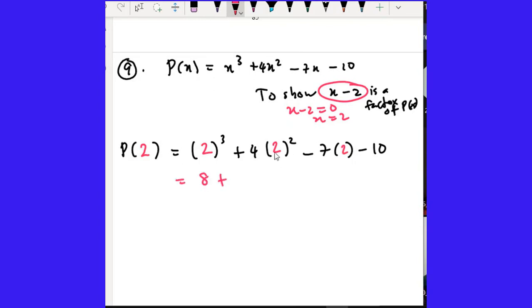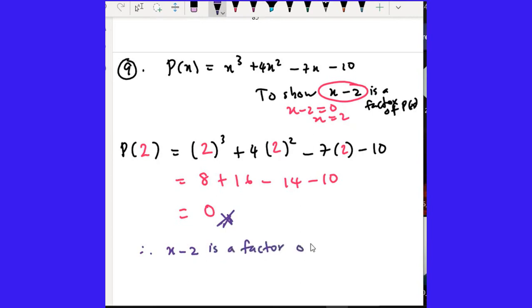Value dia ni 16 minus 14 minus 10. Cari berapa value dia. Dapat 0 kan. Kalau 0 dapat ni 0. Okay, therefore kita just follow soalan. X minus 2. Mana soalan dia? X minus 2 is a factor of Px. Just follow je. Ini je dia punya solution.